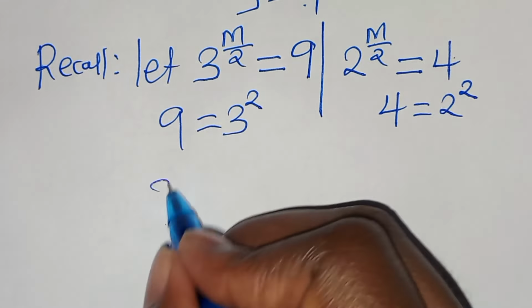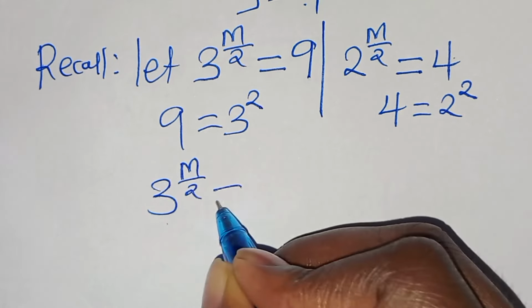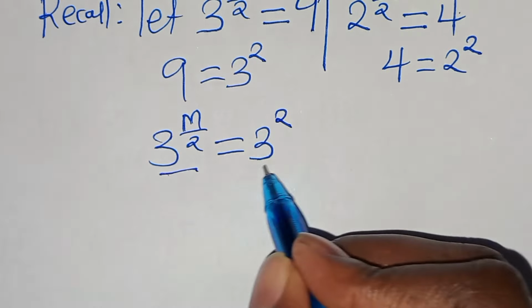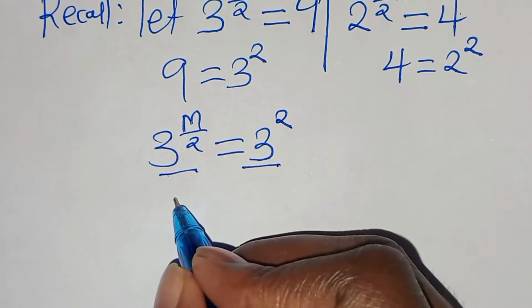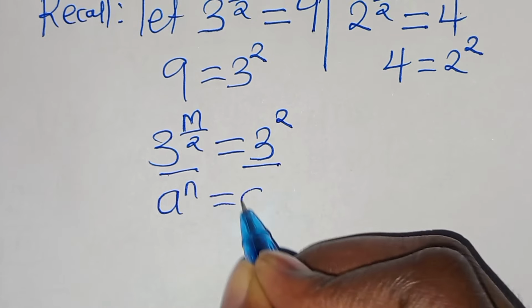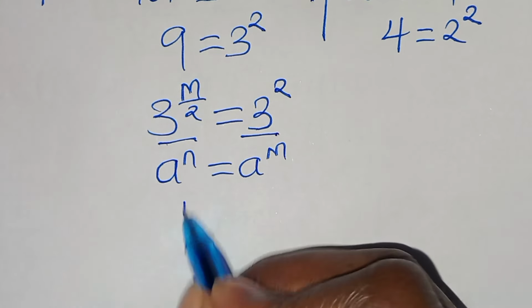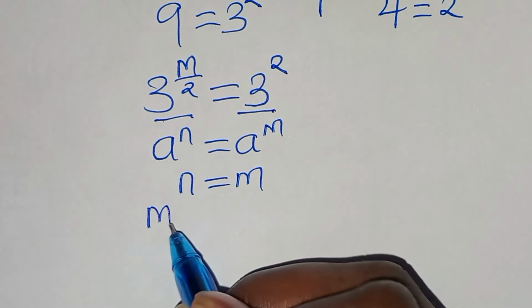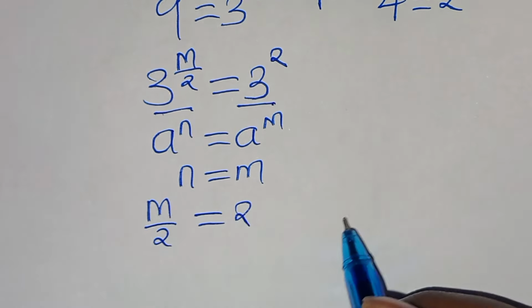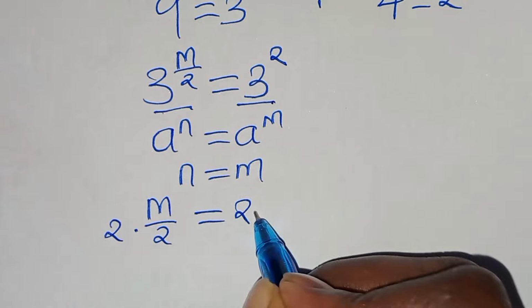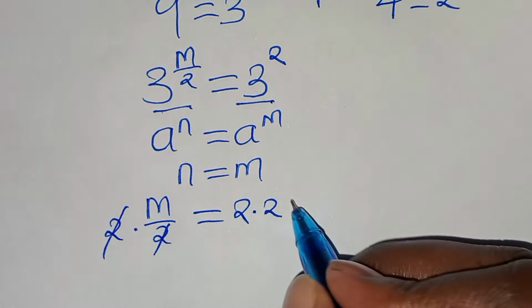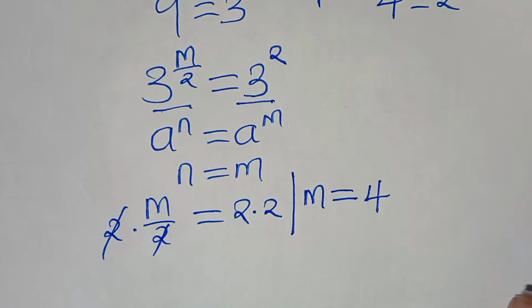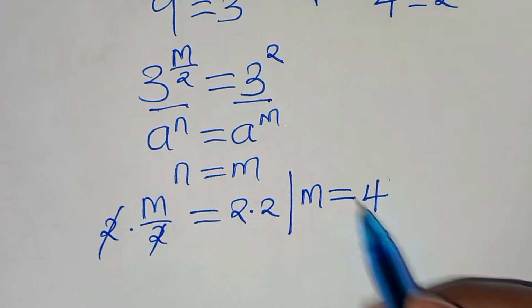Therefore, we have that 3 to the power of m over 2 is equal to 3 raised to the power of 2. Since the bases are common here, that is, a to the power of n equals a to the power of m, then exponent n is equal to m. And this implies that m over 2 is equal to 2. So we can multiply both sides by 2, and this implies that m is equal to 2 times 2, which is equal to 4. So we have m equal to 4.